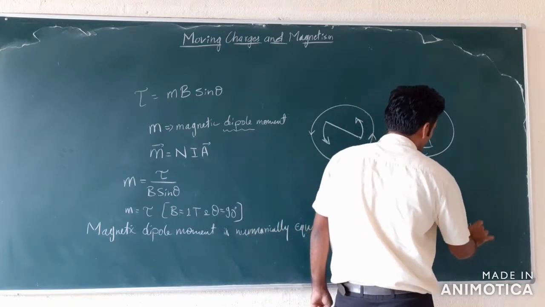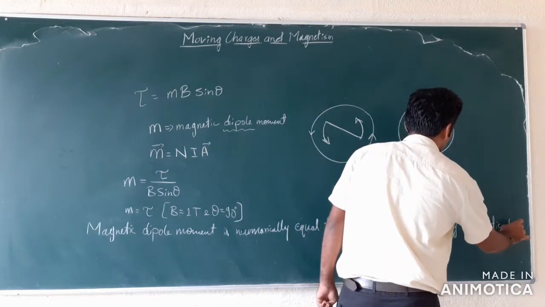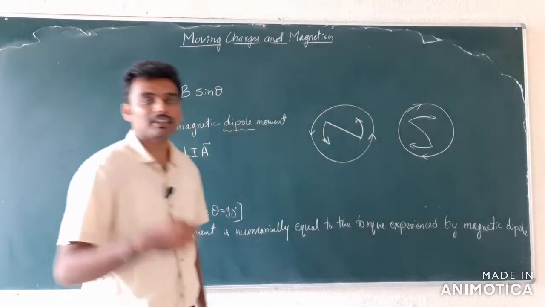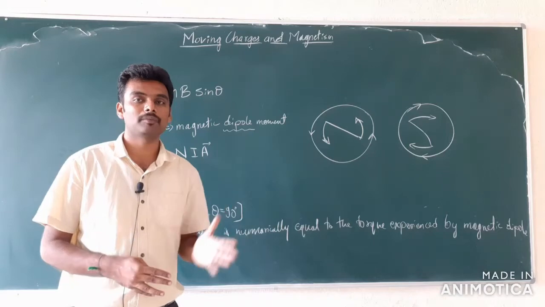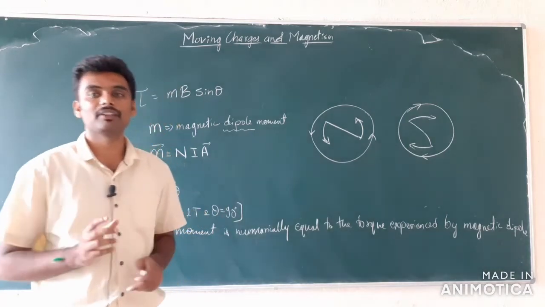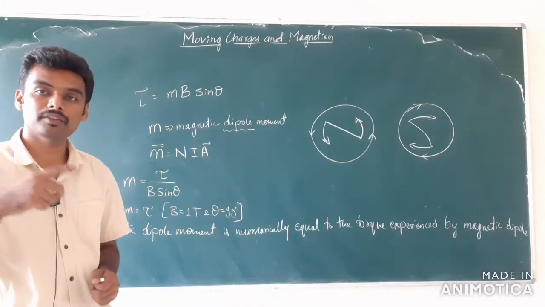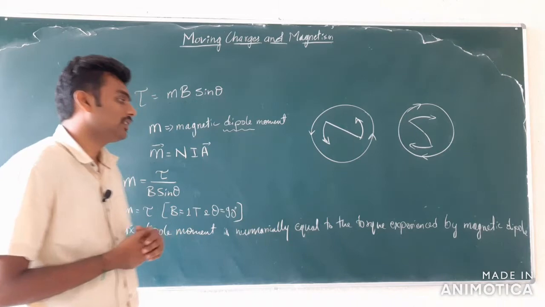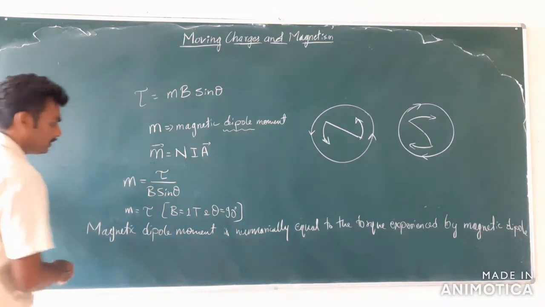by a magnetic dipole. What is a magnetic dipole? From now onwards, whenever I say magnetic dipole, it is nothing but a current carrying coil of any number of turns. That doesn't matter. Basically, when I say magnetic dipole, it is a current carrying coil itself, nothing else.